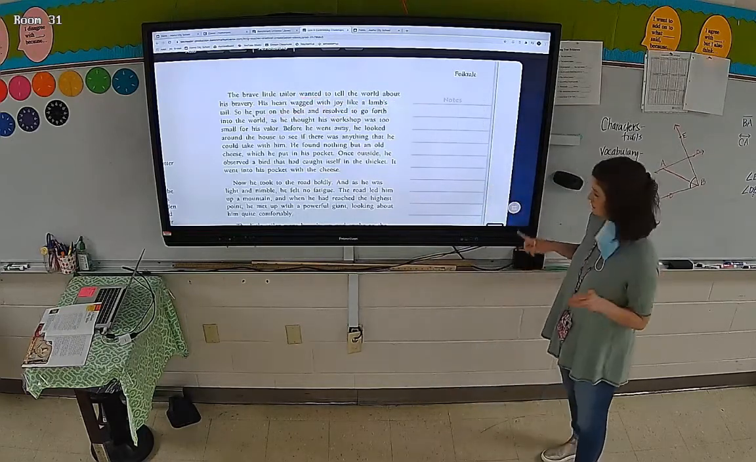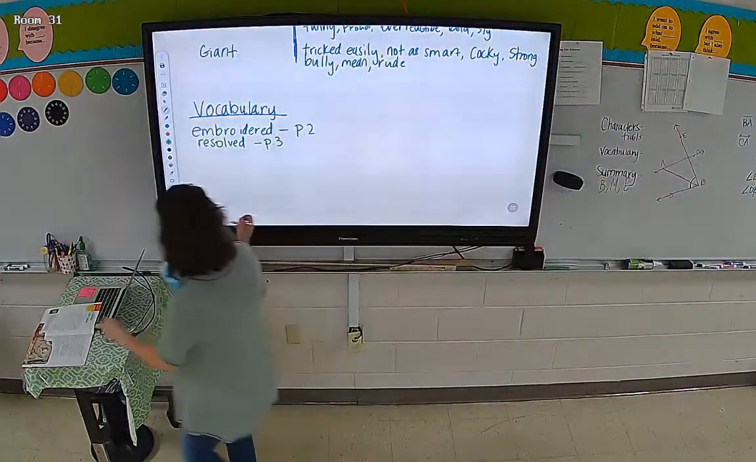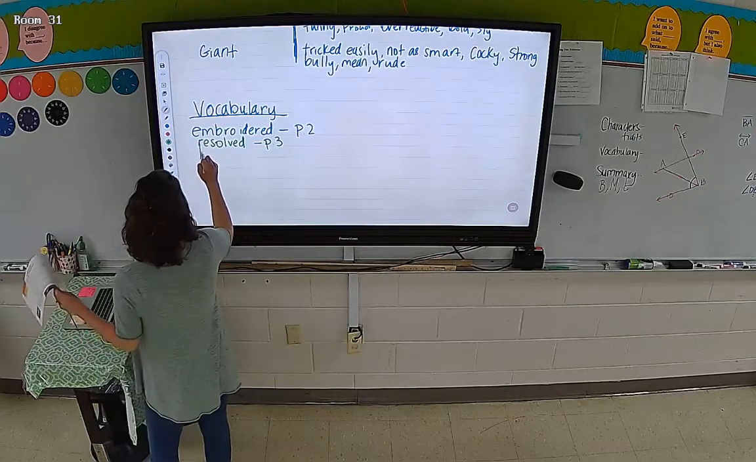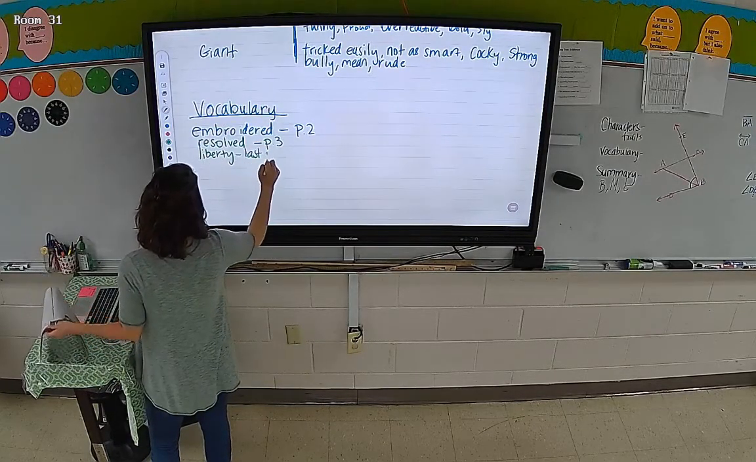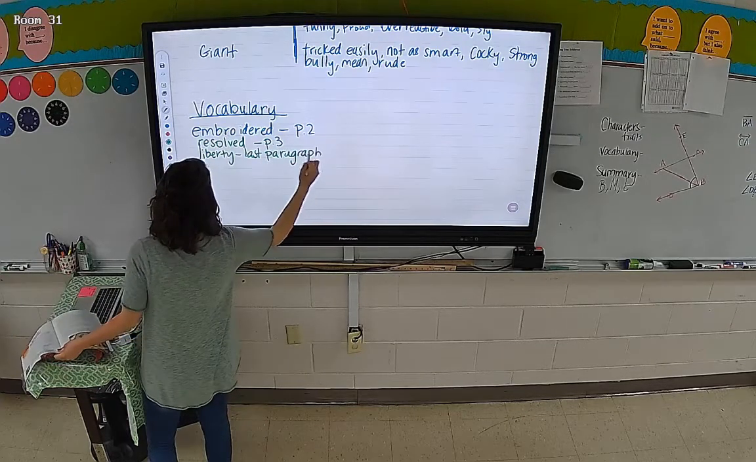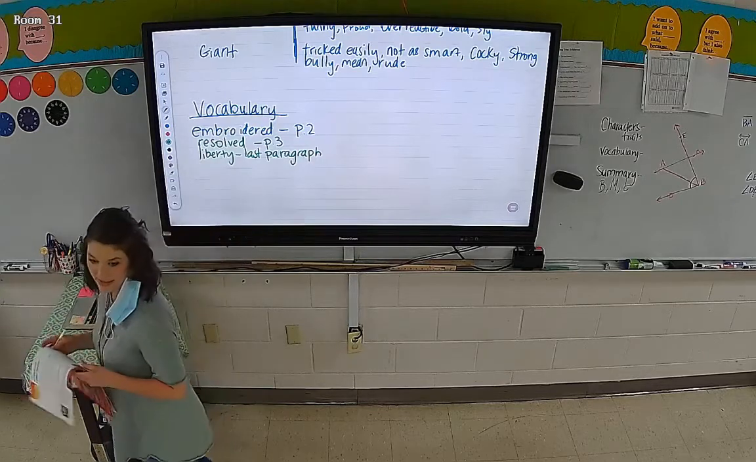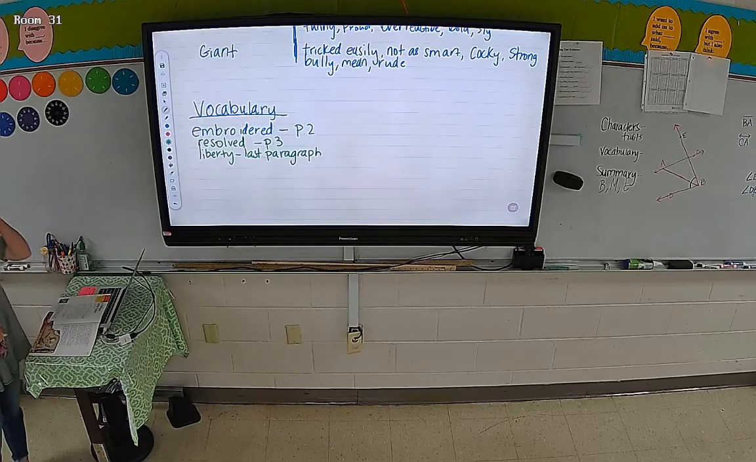Everybody ready for the last one? Okay, your last word is liberty. What's your word? Liberty. And it's in the last paragraph. Liberty is one of those words that has a couple different meanings. So you need to see what the meaning of it is here, in the very last paragraph.